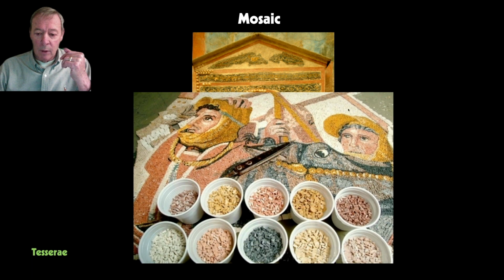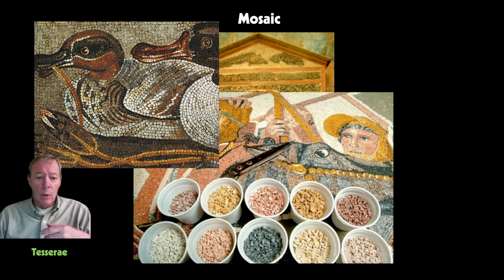This is a close-up view of a mosaic under restoration, and you can see these cups filled full of tesserae. These are small colored tiles, and you can see that when you're using this type of medium, you're able to generate a much broader range of colors, of course, than when you're just restricted to using colored pebbles. Here's another closer view where you can clearly see the tesserae being used to generate this rather realistic image of a couple of ducks. The Romans became quite accomplished with their mosaic work.